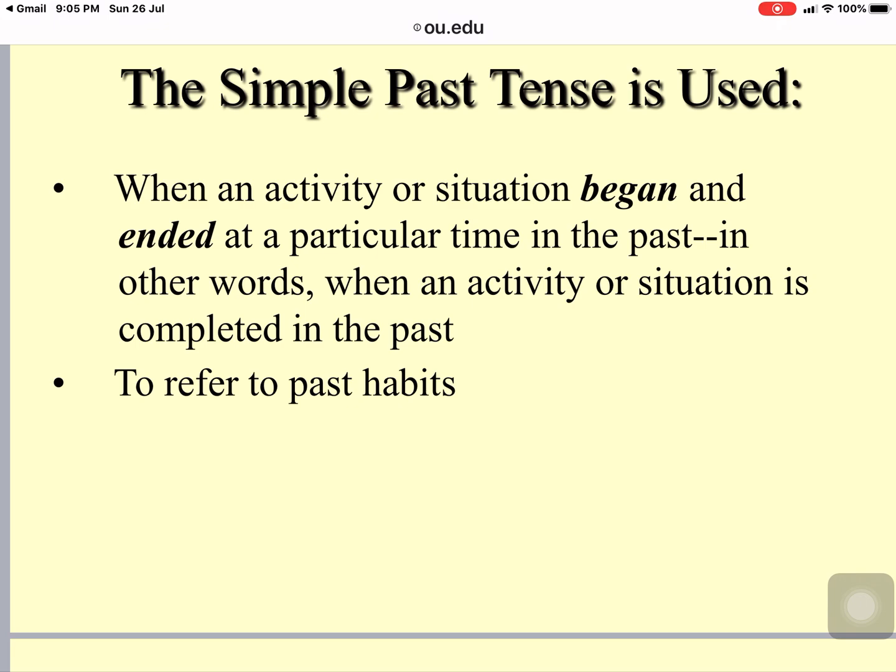Okay, where is simple past tense used, or what kind of actions are expressed by simple past tense? Let's see. When an activity or situation began and ended at a particular time in the past, in other words, when an activity or situation is completed in the past, we use simple past tense. To refer to past habits, we use simple past tense.